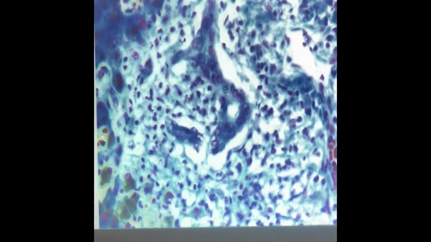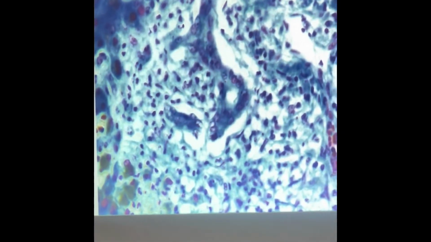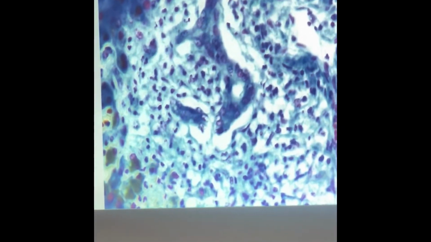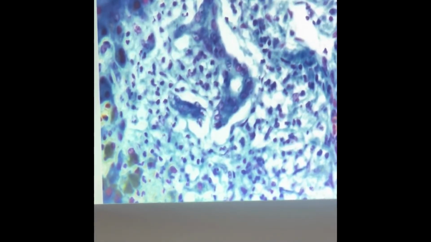Why is it called venous congestion? Why is it venous? Because the central vein is a vein. The sinusoidal capillary is a part of the vein, causing chronic venous congestion.